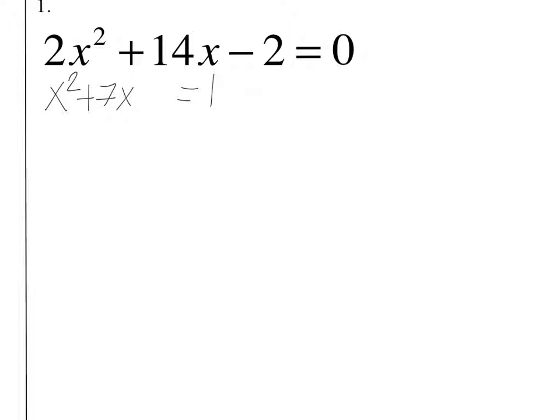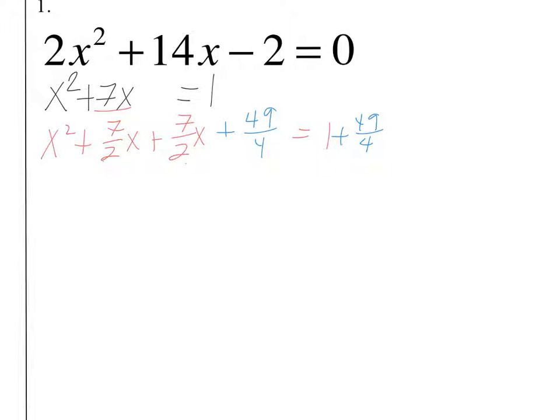Okay, next up I'm going to split up my middle term, and I've got x squared plus 7 over 2x plus 7 over 2x. That's equal to 1, and I'm going to multiply those things together and square that split-up middle term. I'm going to add 49 over 4 to both sides.